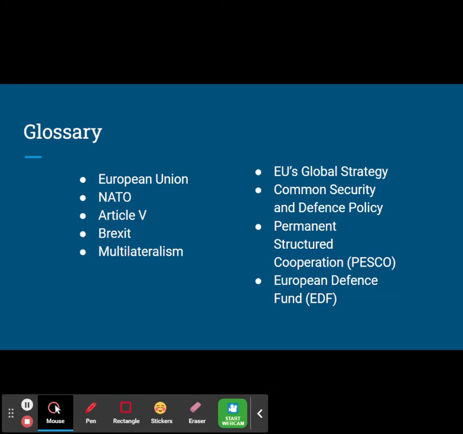Now we're going to talk about a few important terms that will be useful for the rest of the lecture series. The first one is the European Union, which is a political and economic union of 27 member states that are located primarily in Europe. Second is NATO, which is an intergovernmental military alliance between 30 member states, 28 of which are European states, and 2 of which are North American states.